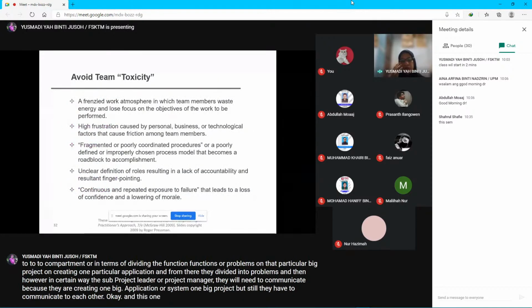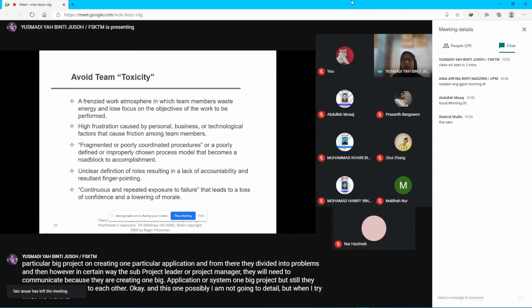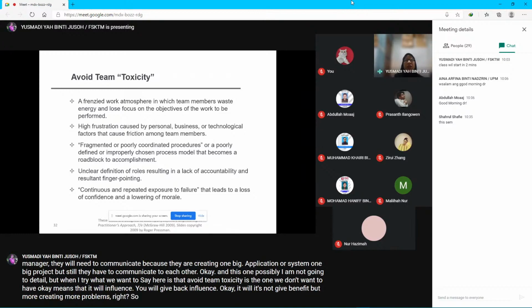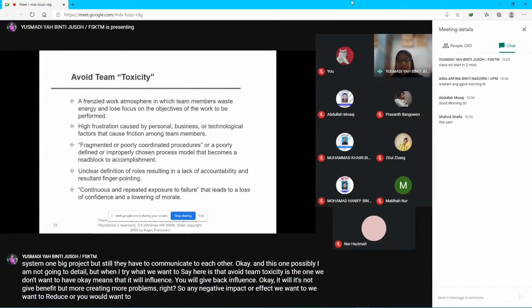This one I'm not going to go into detail, but what we want to say here is to avoid team toxicity. Toxicity is something we don't want to have. It means it will give a bad influence. It does not give benefit, but creates more problems, right? So any negative impact or effect, we want to reduce, or we don't want to have it, right?